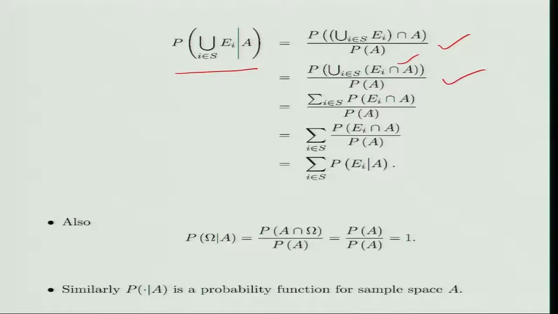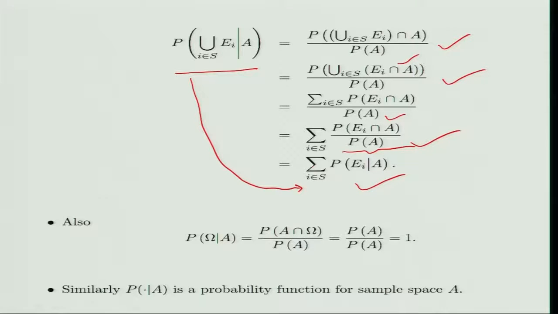Again, this P of A is a common factor, so I distribute it over each term inside the summation sign, and that is what is happening over here. So this becomes summation I belonging to S, P of EI intersection A by P of A, and this is nothing but P of EI given A, that means the conditional probability of EI given A. So what you saw from these two is that given A, this conditional probability is countably additive. Probability of disjoint unions is the same as the sum of individual probabilities.